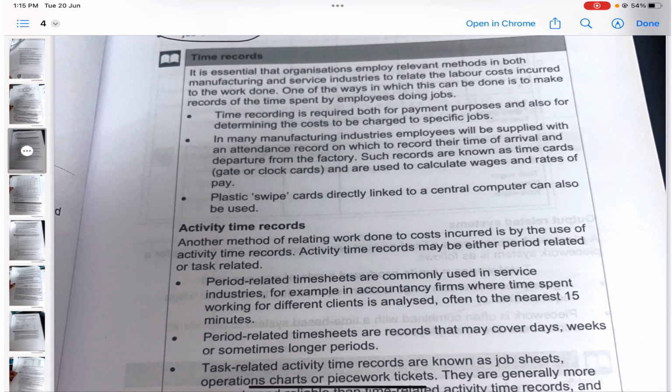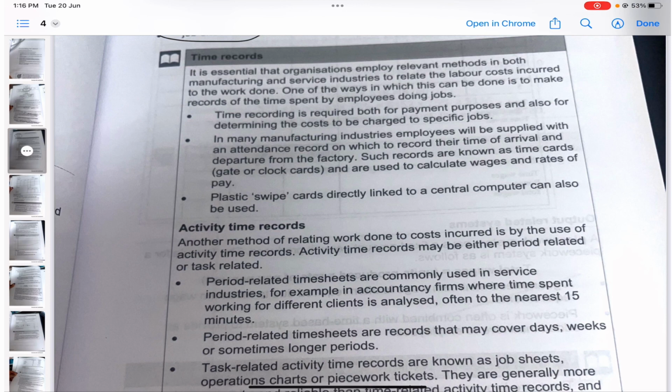Time records. So what are time records? Time records, maintaining the records of the various time the workers have put in the work. It is essential that organizations employ relevant methods in both manufacturing and service industries that relate to the labor costs incurred to the work done. One of the ways in which this can be done is to make records of the time spent by employees doing jobs. Time recording is required both for payment purposes and also in determining the cost to be charged to specific job. Right. So how much cost has taken place and how much do I have to pay the worker. These are the things which will be identified when you start recording it in your time records.